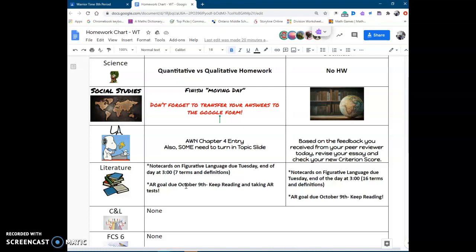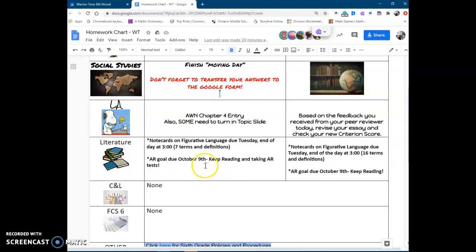And our AR first quarter points, they are due October 9th, so please make sure that you keep reading and are taking AR tests. In Careers in Life and FCS, there is no homework.